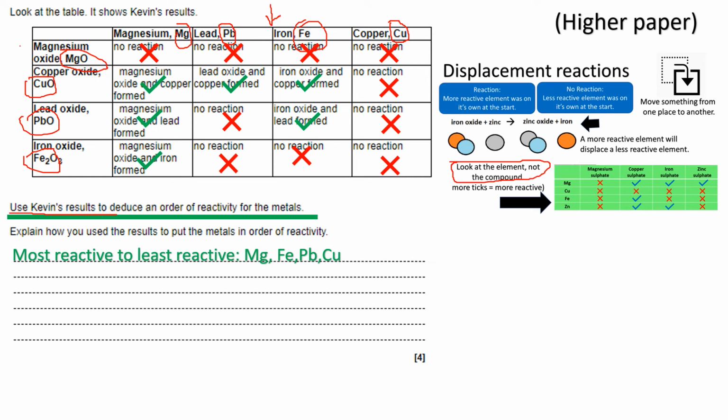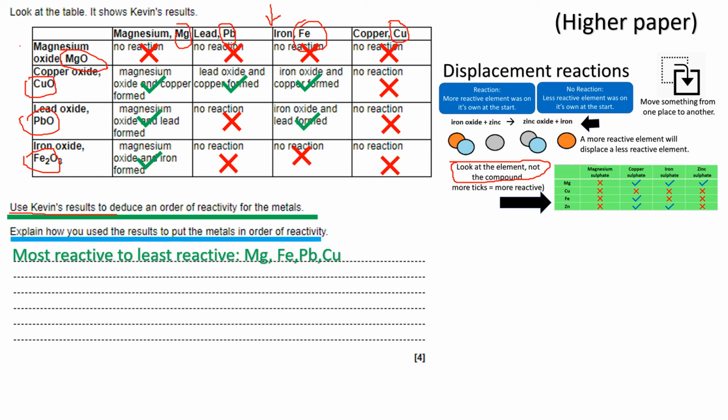Now, if you've got scruffy handwriting, you need to make sure you write those really, really clearly. If the examiner can't read it, they will mark it wrong. And then the second thing I have to do, because this is a 4-mark question, so it's a lot more detailed, explain how you use the results to put the metals in order of reactivity. And this is why this is on the higher paper with the 4 marks, because you've got to give a reason why you have put them in that order using the table above. You're not going to get marks for saying magnesium's got more ticks. That's just too simple. It's true, but it's not very accurate.